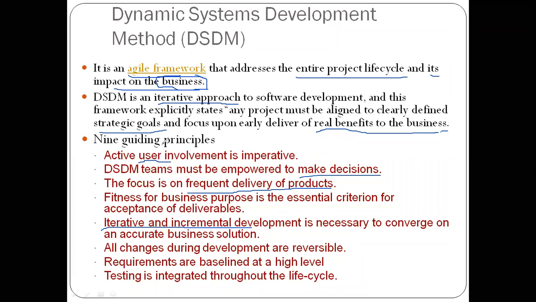And the next one is: all changes during development are reversible. If any changes are performed during development, they should follow some reverse techniques. If something has been developed and it needs changes on that particular thing or function, then automatically, by applying a reverse engineering technique, they perform the tasks.